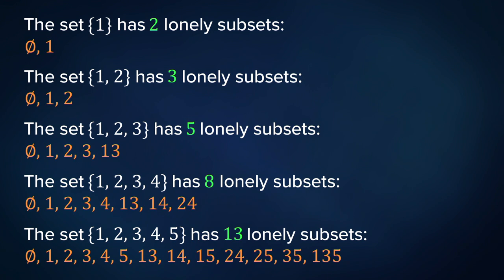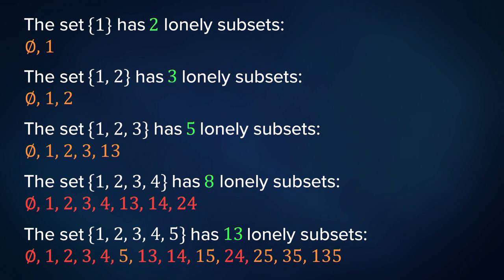2, 3, 5, 8. Who do we appreciate? Fibonacci. So why should this be? Here, let's look at the lonely subsets of {1, 2, 3, 4, 5}. There are 13 of them, right? Now, how many of them don't contain the number 5? Well, these are just the lonely subsets of the set {1, 2, 3, 4}, and there are 8 of them.